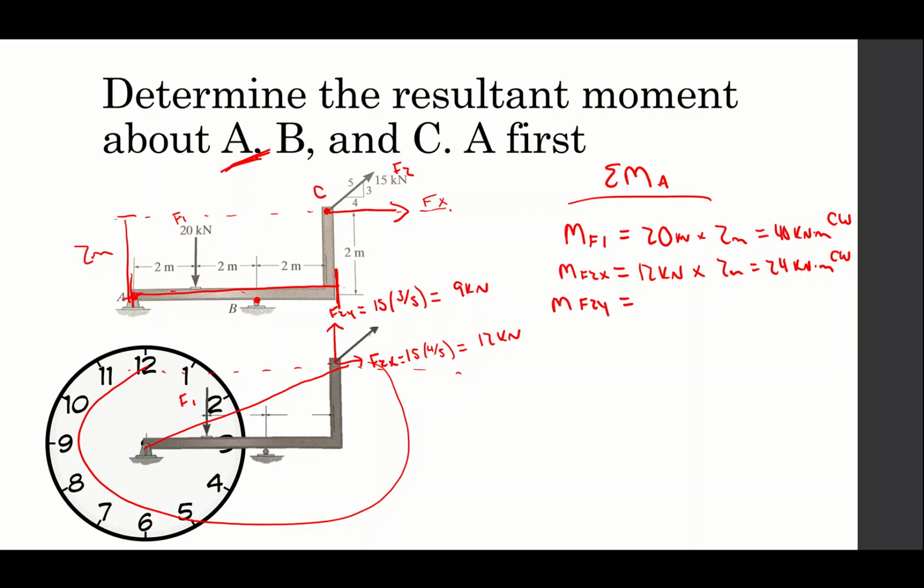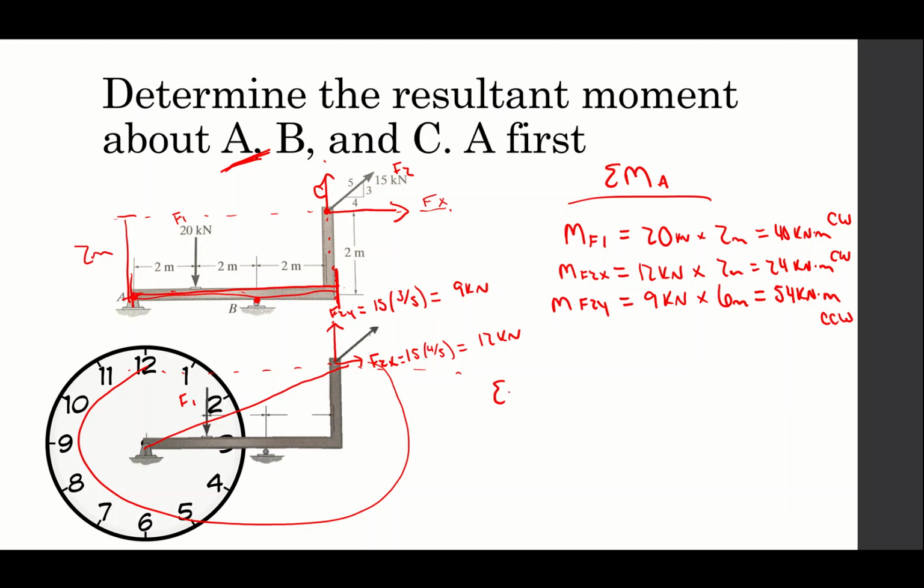MF2Y, we would have 9 kilonewtons, and then we would use which distance? Six. So we have to go all the way back to A. And then what is that distance from this one's line of action? There we go. That's my perpendicular distance. That's what I'm looking for, and that's what I have, which is 6 meters. Which is 54 kilonewton meters. And would that one be going clockwise or counterclockwise? Counterclockwise.